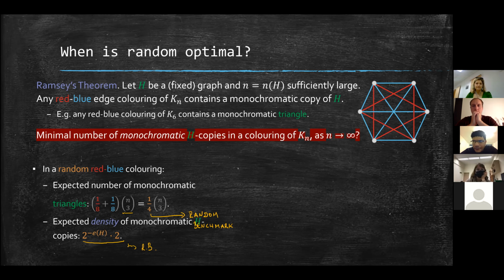So the density is 2 to the power of 1 minus e(H), where e(H) is the number of edges in H. For a triangle, this will be 3, since the triangle has 3 edges, so the corresponding benchmark will be a quarter.